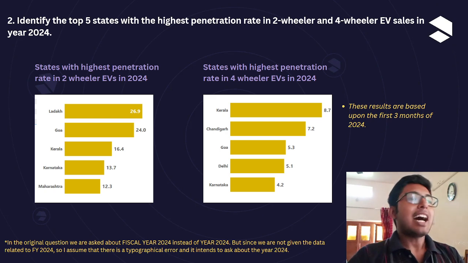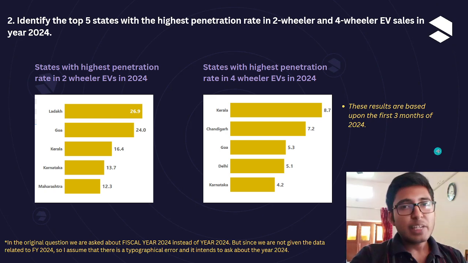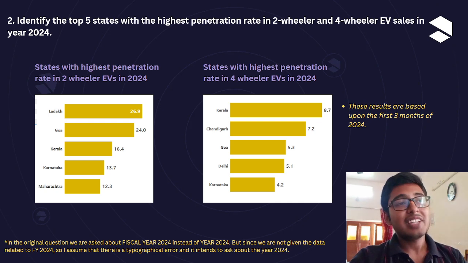The states with the highest penetration rate in two-wheeler EVs in 2024 are Ladakh with close to 27% penetration rate, followed by Goa, Kerala, Karnataka and Maharashtra. And states with the highest penetration rate in four-wheeler EVs in 2024 are Kerala, Chandigarh, Goa, Delhi and Karnataka.